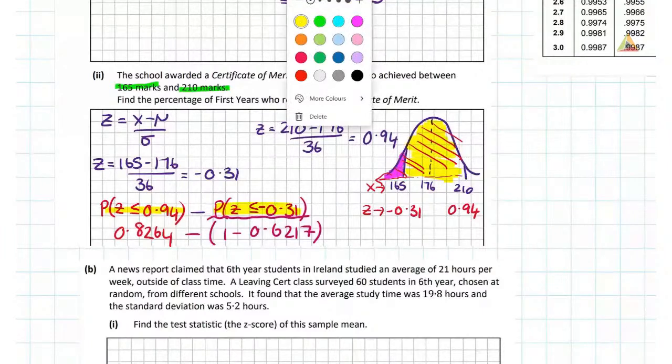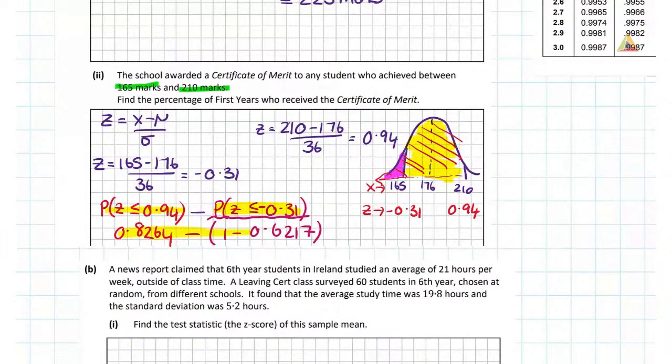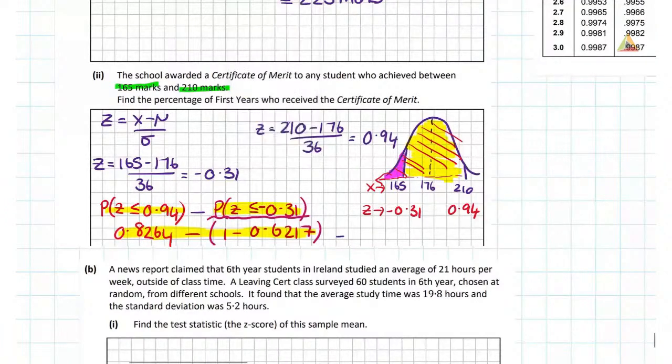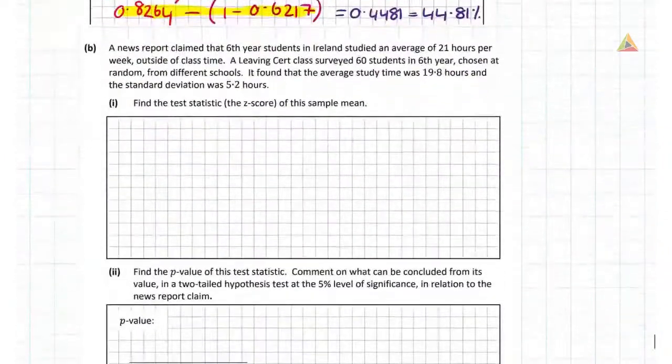This whole part can be thrown straight into your calculator, and that should give you the yellow shaded part on my normal distribution. You should end up getting 0.4481, but as they asked for the percentage of first years, that's going to be 44.81%. Okay, so again, a little bit of work with your normal distribution there, which is quite popular in exam questions.